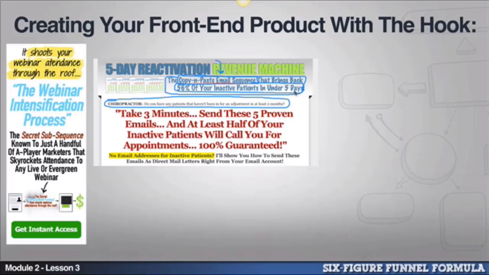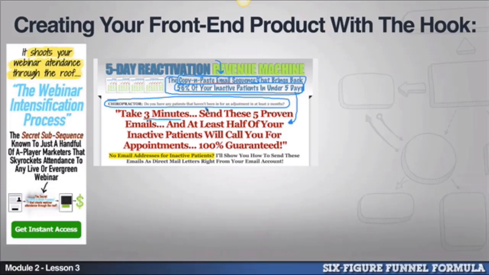And then this is the main headline, which is really another way to restate the big promise and the hook. You'll see that it states the big promise because it makes the big promise even more specific. Take 3 minutes, send these 5 proven emails, and at least half of your inactive patients will call you for appointments, 100% guaranteed.